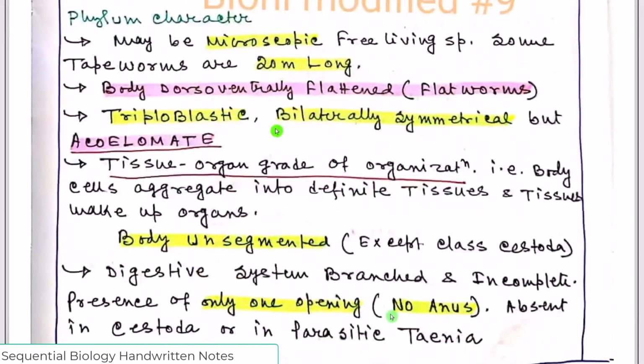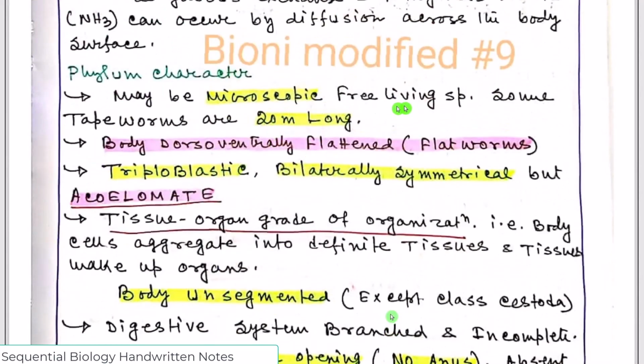Now the phylum characters. They may be microscopic, free living species, and some tapeworms are 20 meters long, so they may be microscopic or macroscopic. Macroscopic means we can see them with the naked eye. The body is dorsoventrally flattened, that is, their body is flat, and for this reason they are known as flatworms.